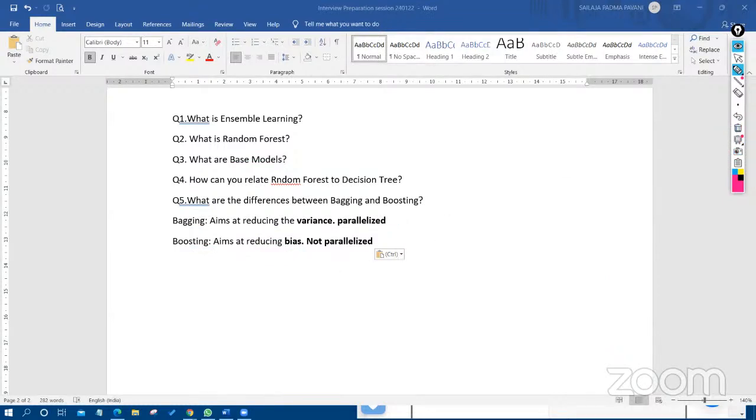So this is a very important question: what is the difference between bagging and boosting? Bagging is parallelized, boosting is not parallelized. Boosting reduces bias, and bagging reduces the variance. Let's move to the next point.